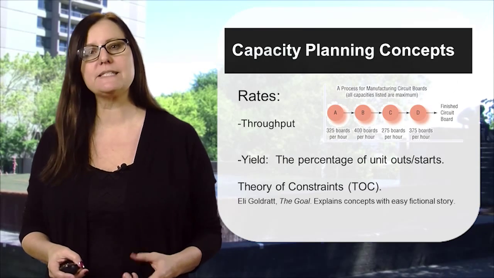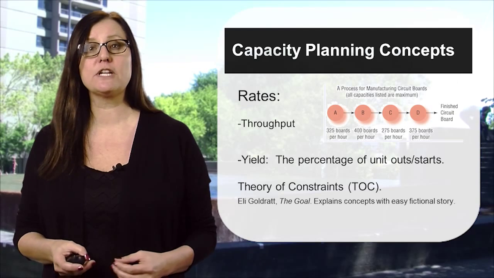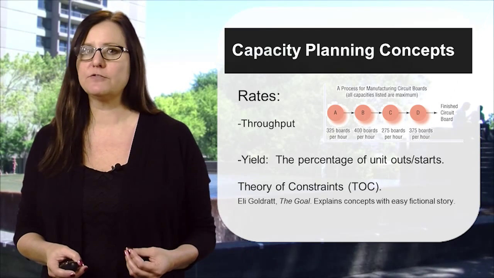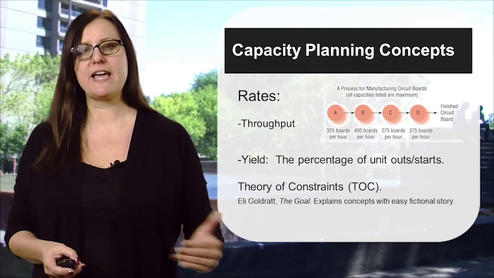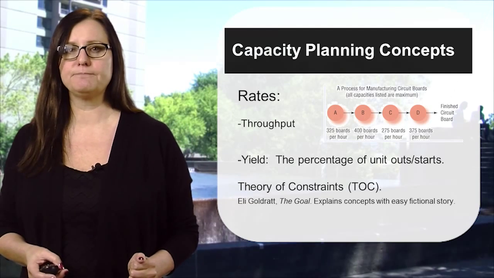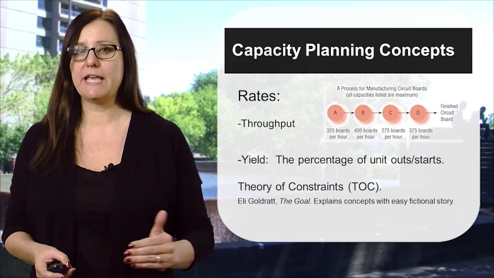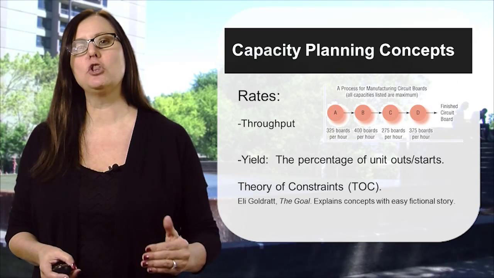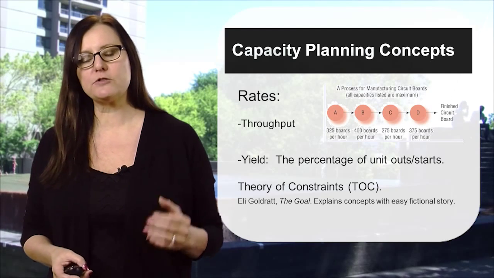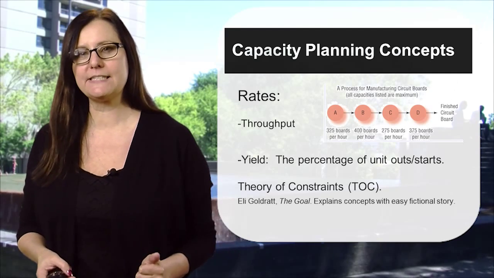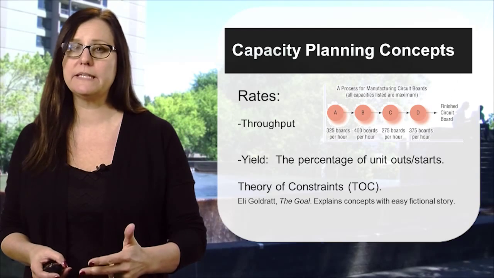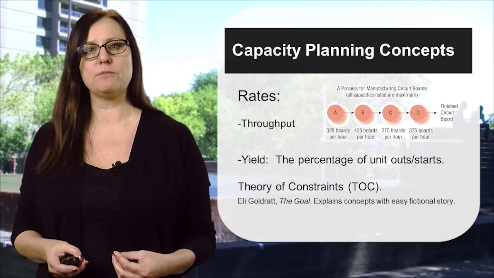All right, so let's take a look at some of these concepts for capacity planning. What we're looking at is rates, two kinds of rates. There's throughput. How fast does something go through our process? And how many can we get through? The other rate is yield. How much loss do we have? Now think about this. You can be really fast at something, but maybe you're damaging things or it's not quite as good of quality. So there's a trade-off here, right?